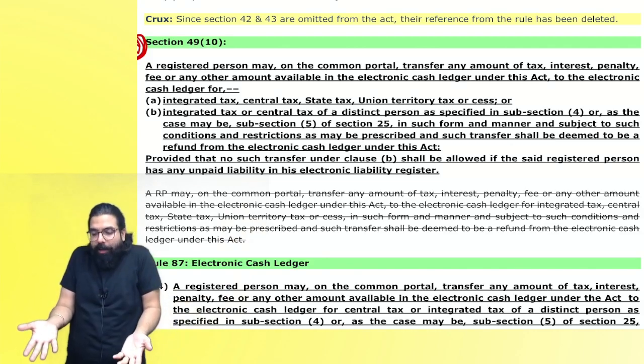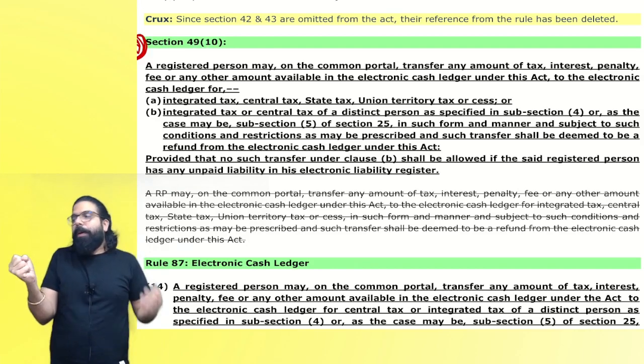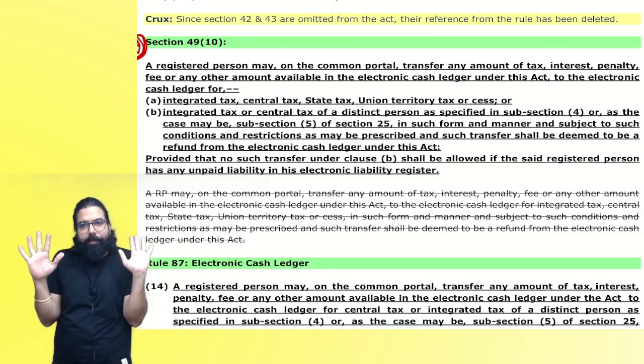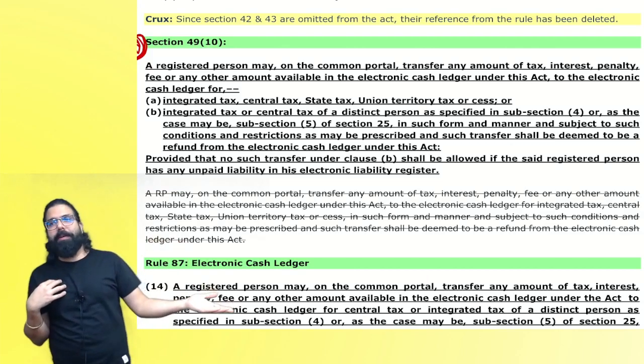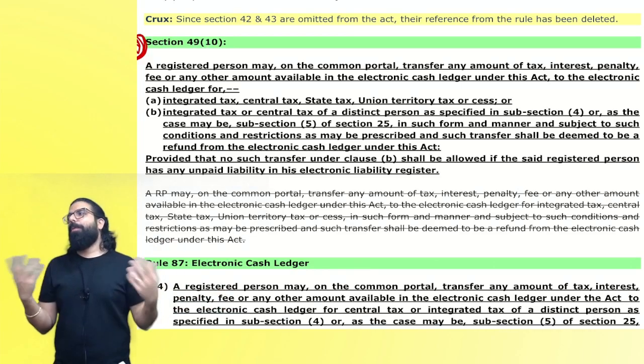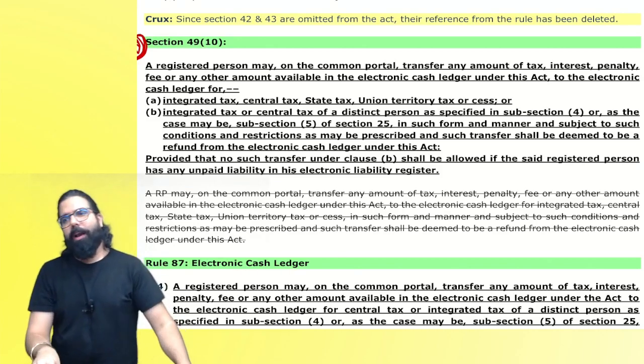Supposedly in my state, for one registration I have an e-cash ledger, and there is money in it. In my same state, one more e-cash ledger of another registration is there. Can I transfer? This is my distinct person, my own person only, right? Can I transfer from the e-cash ledger? The government went ahead and said, okay, do it. Earlier it was not there. Now they have allowed it.